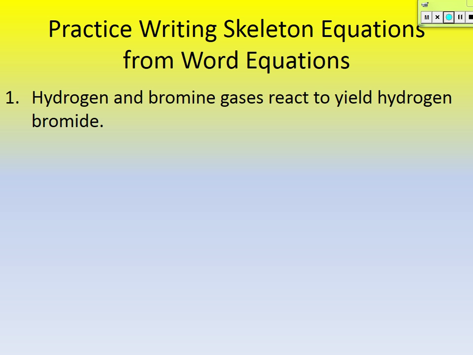So we're going to practice writing skeleton equations from word equations. So hydrogen, what would I write here? Okay, we could put an H for hydrogen, right? What do I put for and? That's a plus sign. Bromine, what's the bromine symbol? Br. And it says it reacts. What do I write for reacts? That's an arrow, okay? And it forms hydrogen bromide. Hydrogen bromide is HBr. And so wouldn't that be a way of going from the word to the skeleton equation?